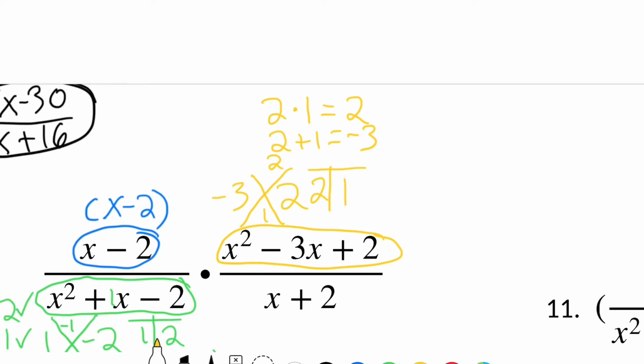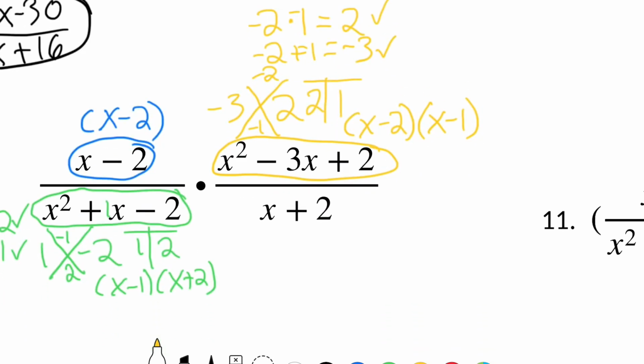Both of them. So that makes the addition true. If I have negative 2 times negative 1, I also get positive 2. So those are my magic numbers. In a second, I'm going to use the factored form of the second numerator as x minus 2 times x minus 1. Then lastly, I have x plus 2, which cannot be factored, so it stays the same.